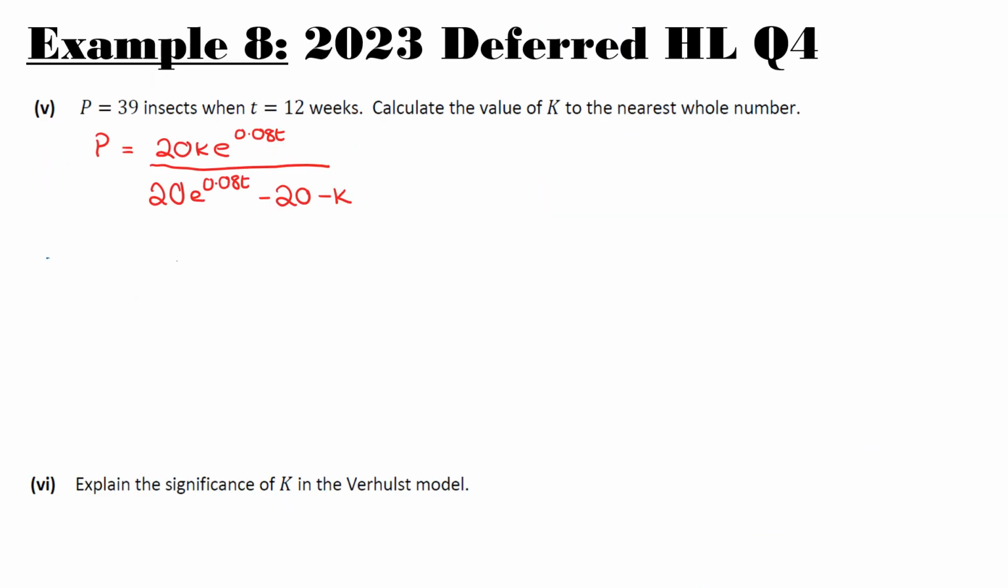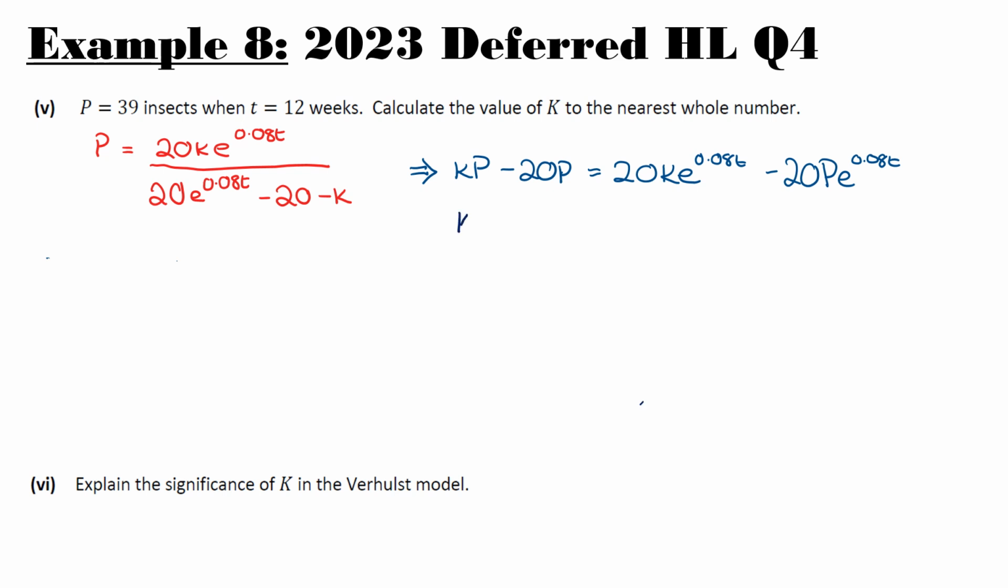So part 5 tells us p is equal to 39 insects when t is equal to 12 weeks. Calculate the value of k to the nearest whole number. So we have our answer here for p, and we can use this straight away with p equals 39 and t equals 12. However, we can go back to a previous step in part 4 to see if there is an easier place where we might have k isolated, or it might be easier to work. Now, in this particular question, we don't have k isolated. However, it might be slightly easier to work with this line.